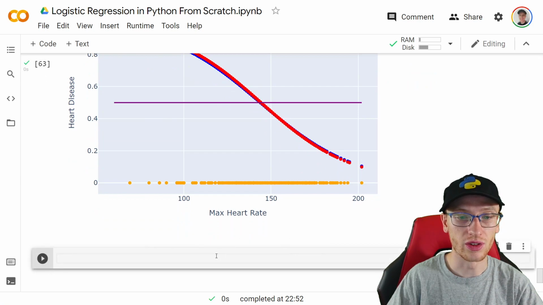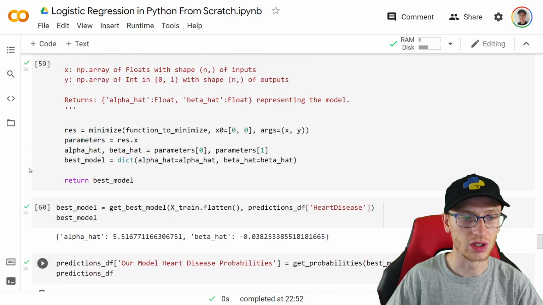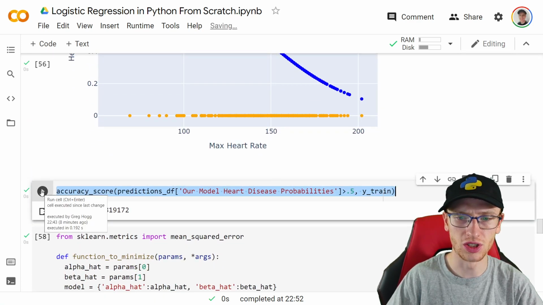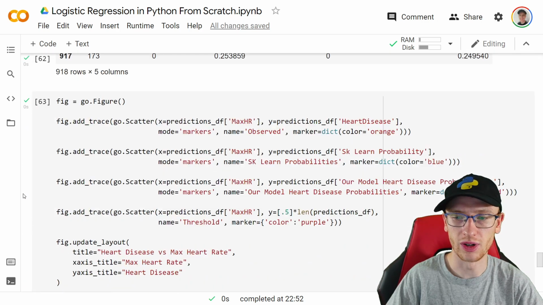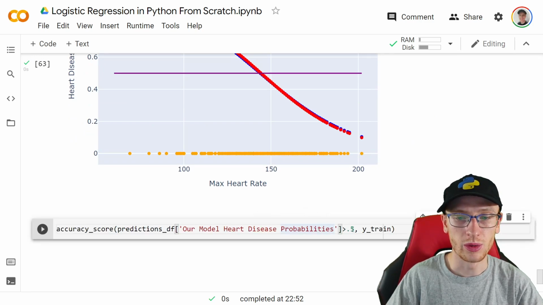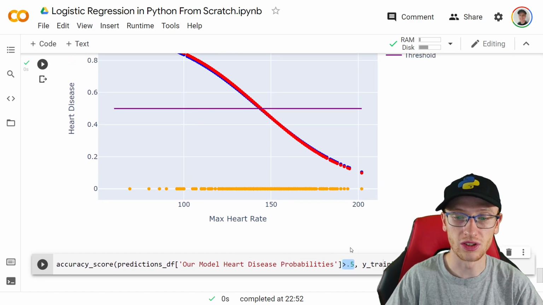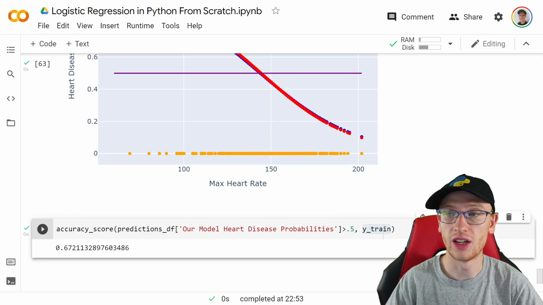Let's look at the error of our model just to make sure. It's probably very, very similar. I'm just going to grab some accuracy code here. It's just a complete copy paste. Here, our model heart disease probabilities greater than 0.5. That's how we produce our actual predicted classes. We'll compare that accuracy with the observed, and we can see it's 67% like it was in Scikit-Learn's.